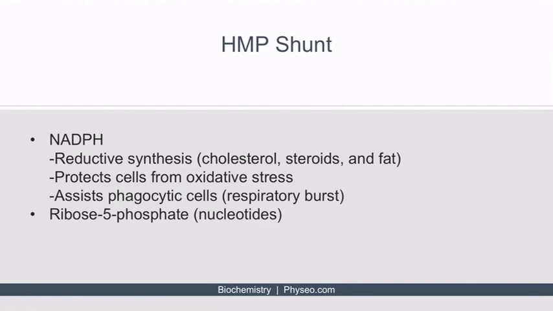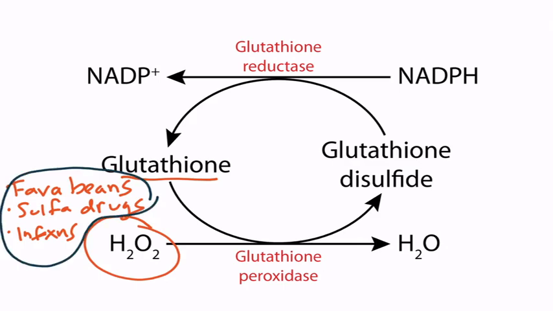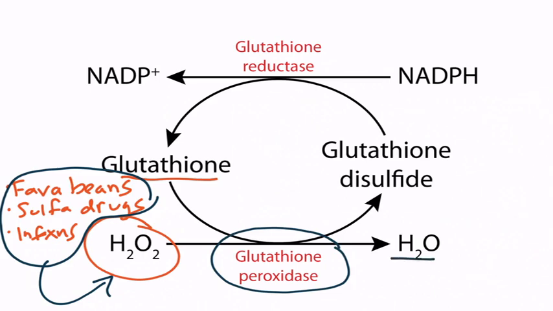Okay, now let's discuss how NADPH protects cells from oxidative stress. This is a figure showing the interplay between glutathione and NADPH, which can be found in section 10 of metabolism. Glutathione is present in red blood cells and protects the cell from oxidative damage. There are many triggers that result in oxidative damage. Some of these include fava beans, sulfa drugs, or infections. Regardless of the trigger, hydrogen peroxide is produced in the red blood cells. So I've shown here that fava beans, sulfa drugs, or infections can trigger the production of hydrogen peroxide in red blood cells. The enzyme glutathione peroxidase neutralizes the hydrogen peroxide into water and generates glutathione disulfide.